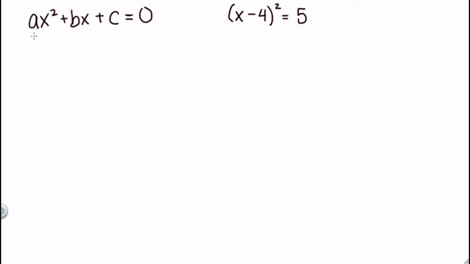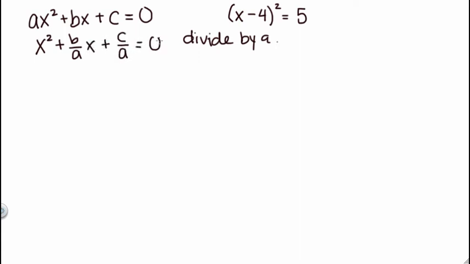Okay, so the first step of completing the square was to divide through by a so that we could have the leading coefficient be 1. So divide through by a. So we get x squared plus b over a x plus c over a equals 0 because 0 divided by anything will be 0. So now we have it in the form where the leading coefficient is 1.